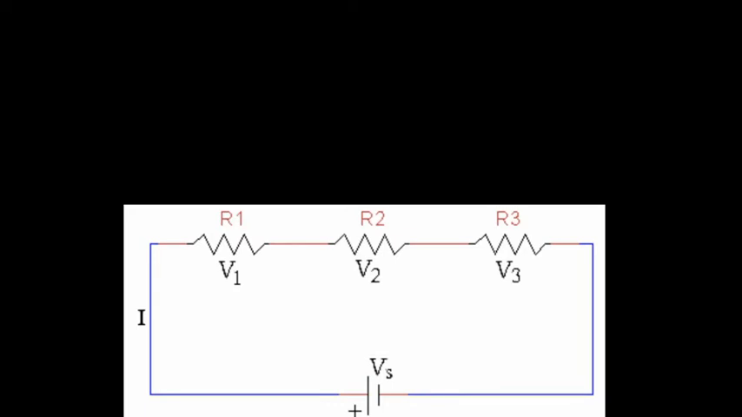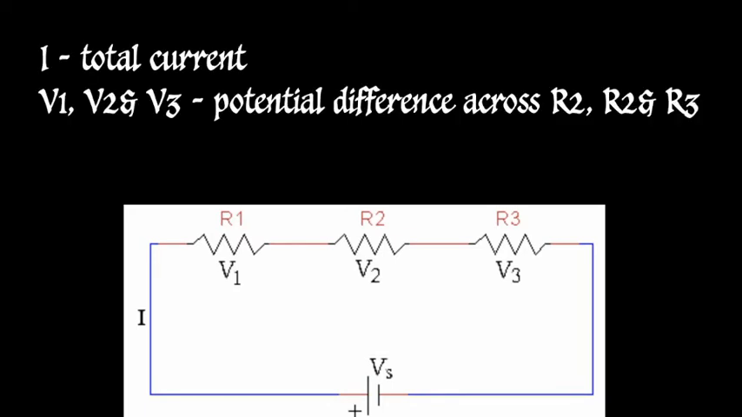Now let I be the total current flowing through the circuit, V1 the potential difference across resistor R1, V2 the potential difference across resistor R2 and V3 the potential difference across R3. To measure these potential differences, we can connect a voltmeter across R1, R2 and R3, and the voltmeters will indicate V1, V2 and V3. To measure the current, if we connect an ammeter, it indicates the total current I in the circuit.